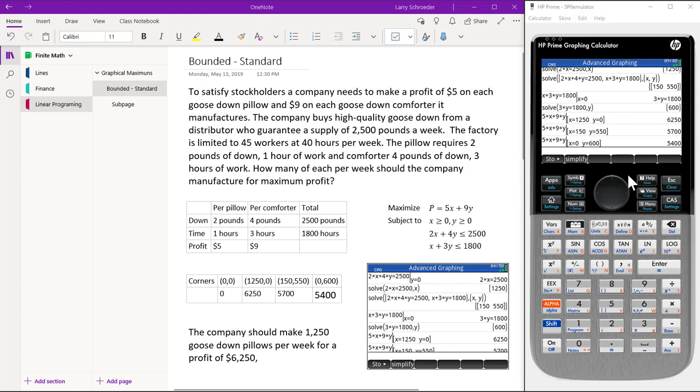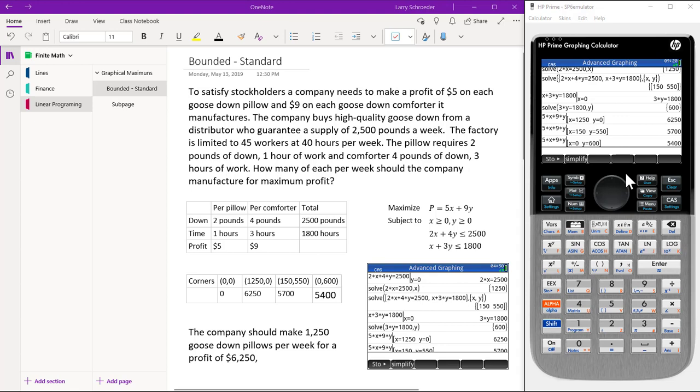The company buys high quality goose down from a distributor who guarantees a supply of 2,500 pounds a week. The factory is limited to 45 workers at 40 hours per week. The pillows require 2 pounds of down, 1 hour of work, and the comforters 4 pounds of down, 3 hours of work. How many of each per week should the company manufacture for maximum profit?